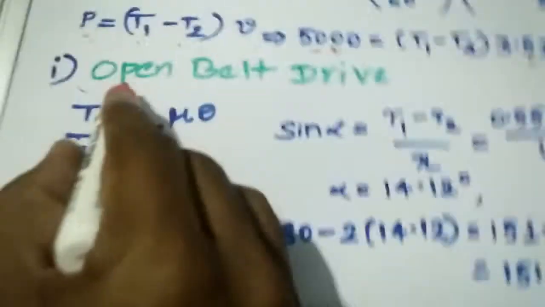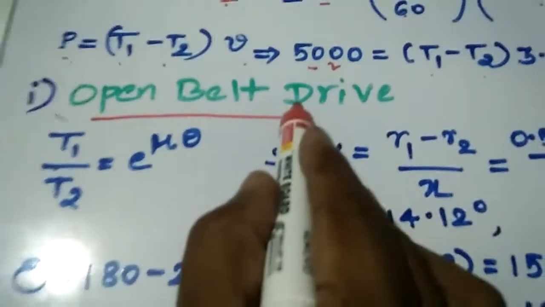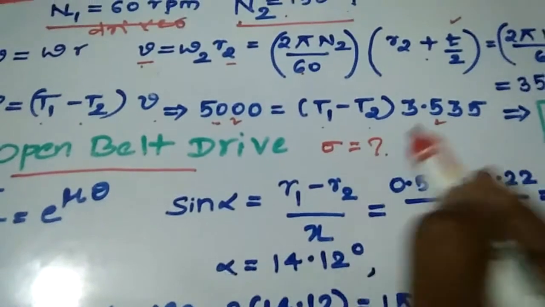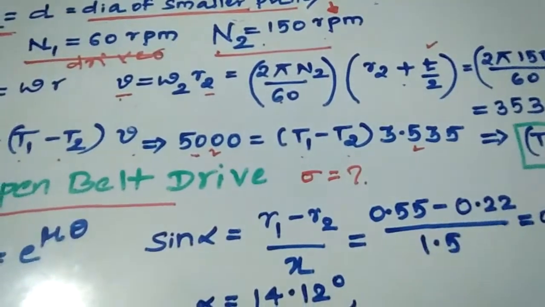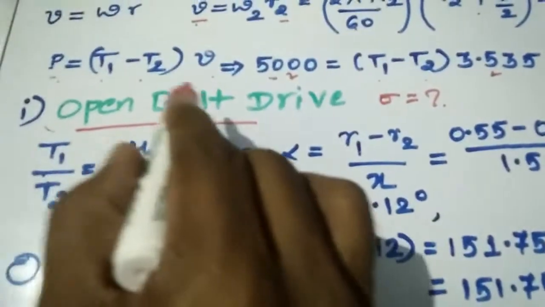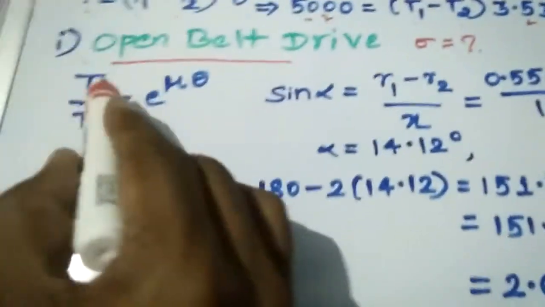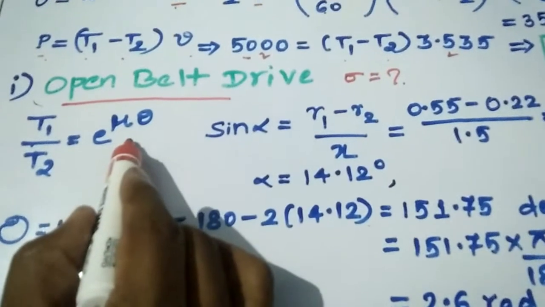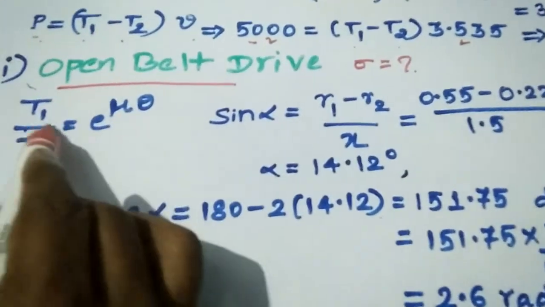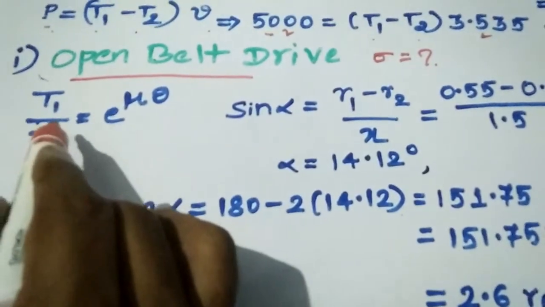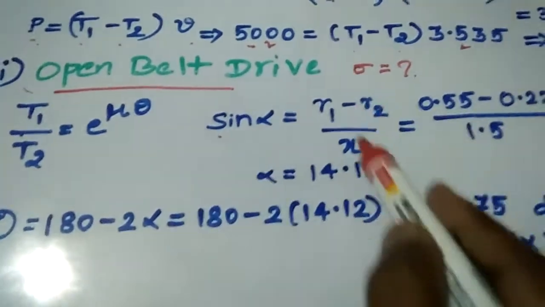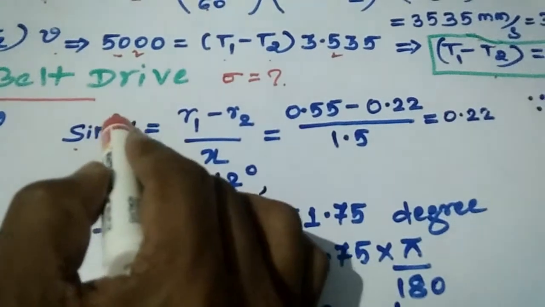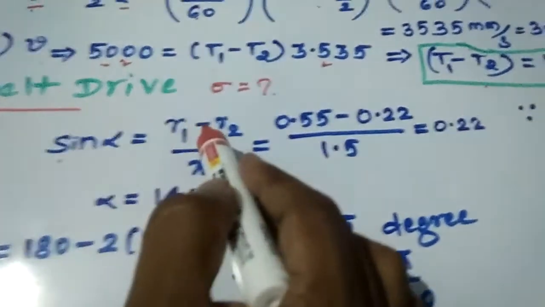Then I will go for the open belt. You have to find the stress for the open belt and also for the cross belt. First I will go for the open belt. What is the thing? This is T1 by T2 equal to e raised to mu theta. This is the tension in the belt. I have derived this also. You take that formula. Then also, sin alpha equal to R1 minus R2 divided by X. This is what I derived during the length of the open belt.